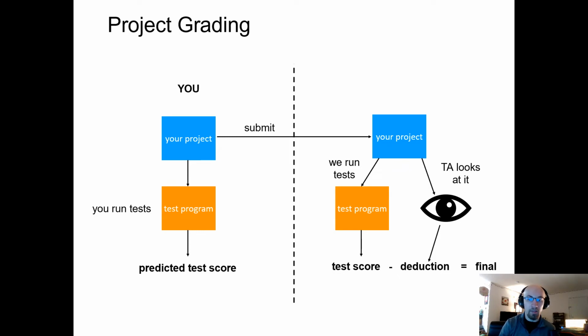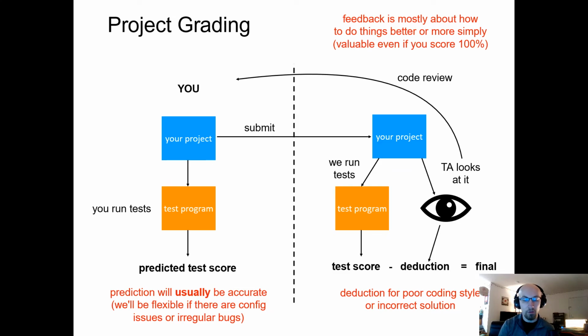The TA will look at it as well, and they may take off points for an incorrect solution or poor code styling, and then you get that feedback back from the TAs. So usually the tests that you run on your machine are pretty predictive of what score you're going to get, but just know when you submit it, you might lose points based on poor code styling or it not working on the server. Also make sure that when you get this code review, when you get this feedback back from your TA, that you take a look at it. Even though you might not lose points for certain items, that code review is still going to be valuable for future projects on how you can improve.